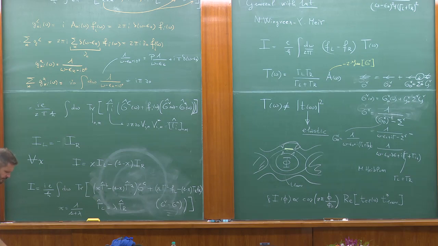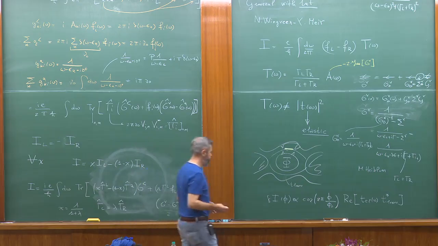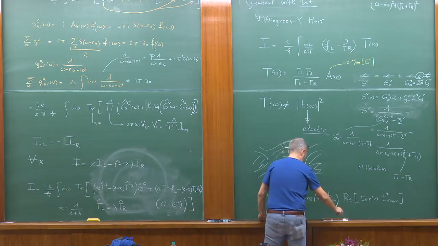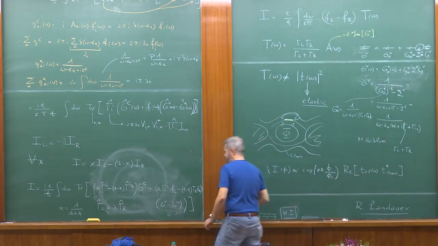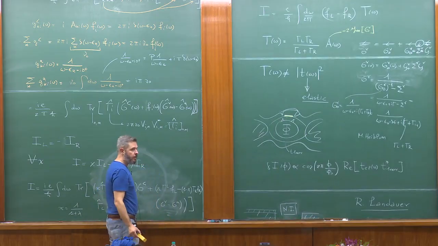The G R minus G A that you have, why is the A there? Oh, that's because G A is the complex conjugate of G R. Why does it contain the information about the occupation of the dot?